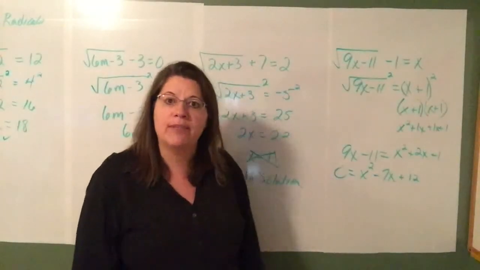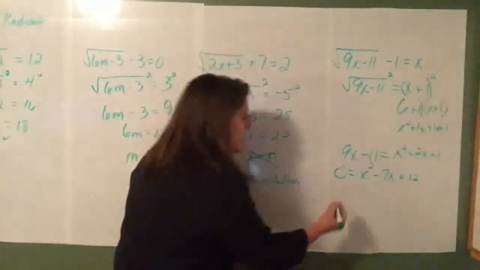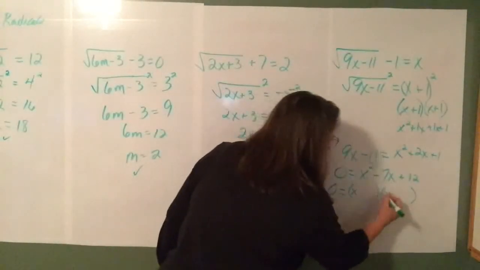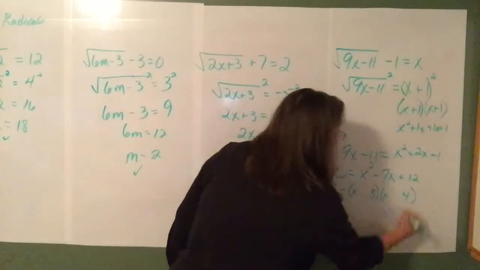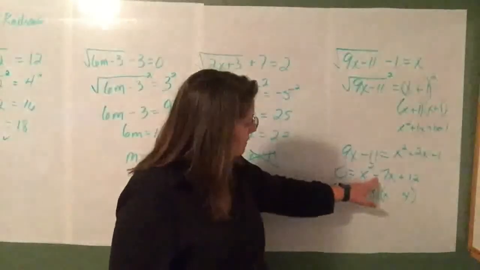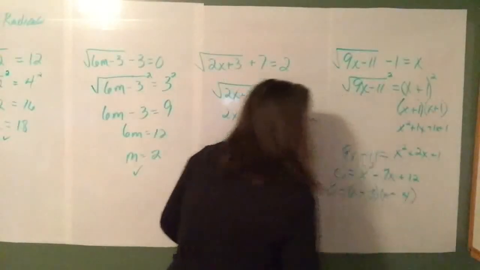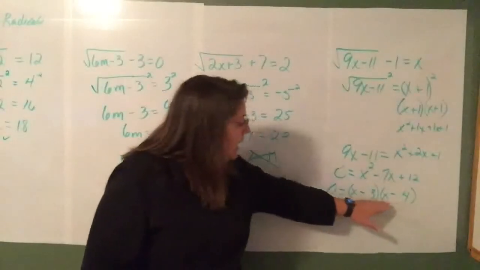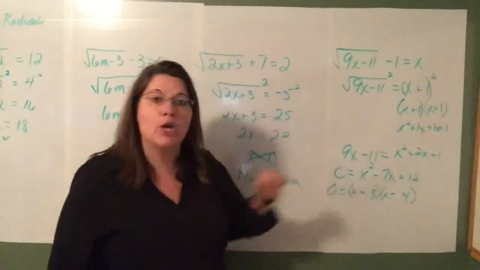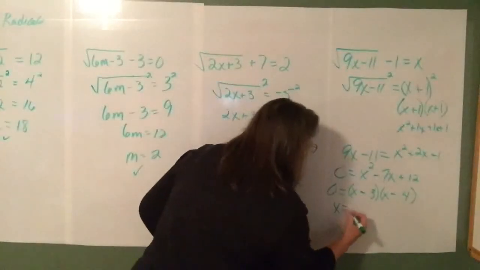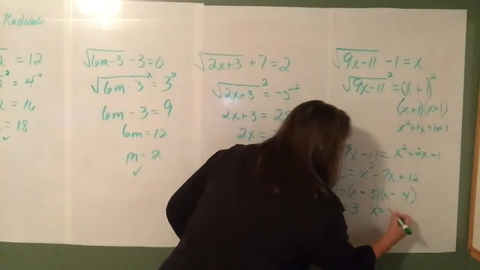Factors of 12 that add to give us 7 are 3 and 4. So I'm going to factor this. I know I'm going to use x and x. I know I need 3 and 4. The plus tells me the signs are the same as what this is, so they're both minus. Then, like we learned in the last section, when we factor and we have 2 binomials, we set each binomial equal to 0 to solve. So I have 2 answers, x equals 3 and x equals 4.